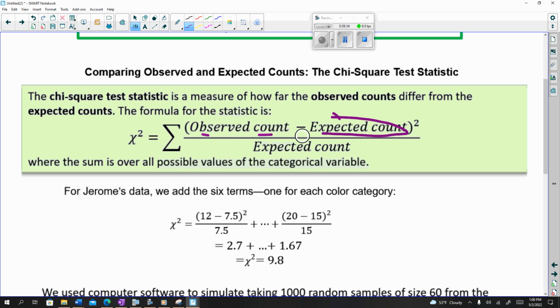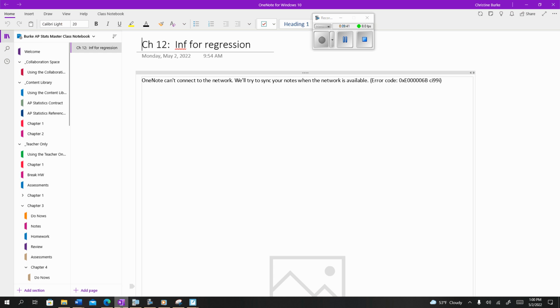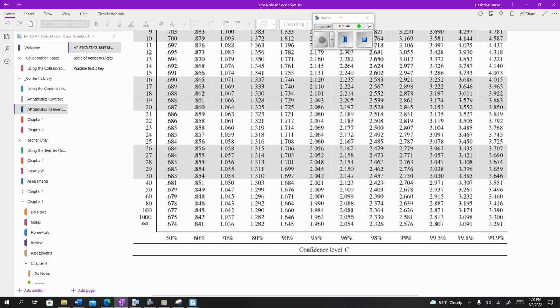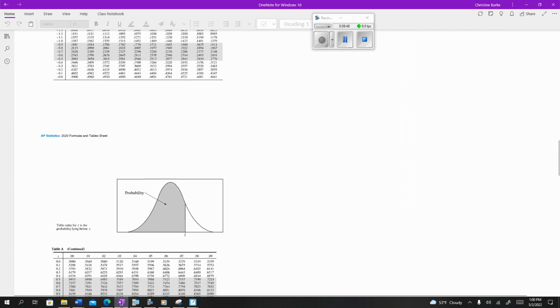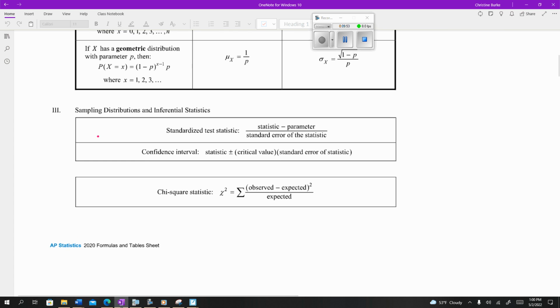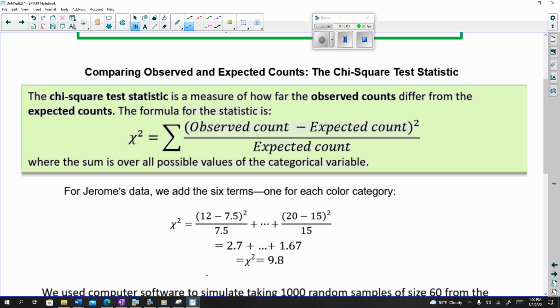The formula for the chi-squared test statistic is on the reference sheet, located toward the beginning where it says inferential statistics, I think, underneath the confidence interval. If you look in Roman numeral three, it says standardized test statistic, confidence interval formula, and then chi-square test statistic equals summation of observed minus expected squared over expected. Remember, this symbol is called a summation. Summation means add them all up.